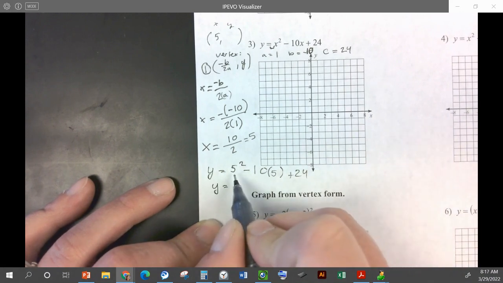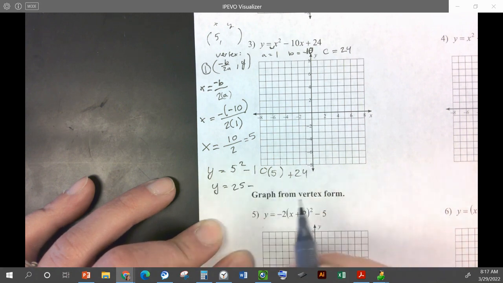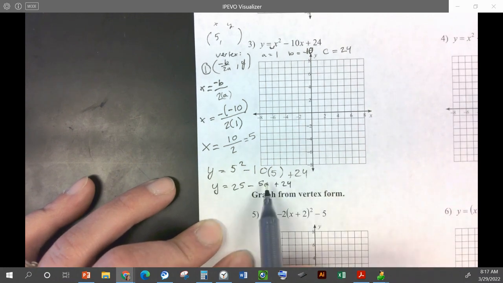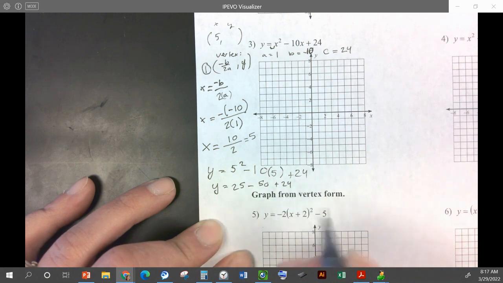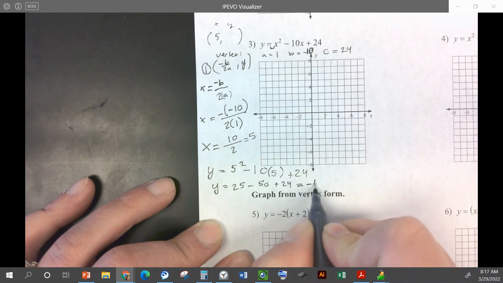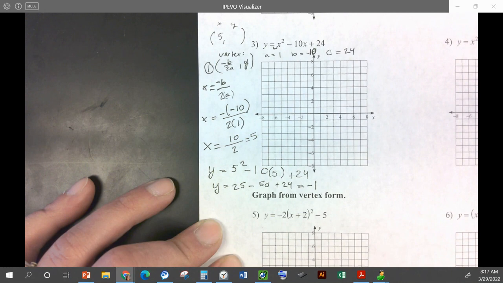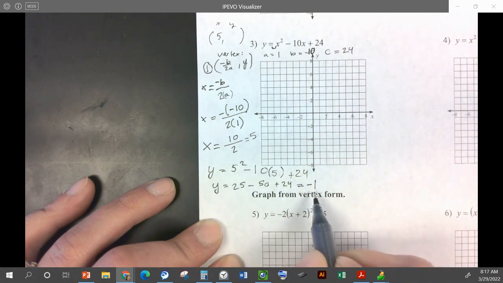So y is 5 squared, 5 times 5. What's 5 times 5? Perfect. 25 minus, what's 10 times 5? 50 plus 24. So I know that negative 50 plus 25, that's going to be negative 25. So negative 25 plus 24, that's going to give me negative 1. And if you want to use your calculator, that's fine with me. Okay, we agree? Is that okay? So when 5 is x, y is negative 1.